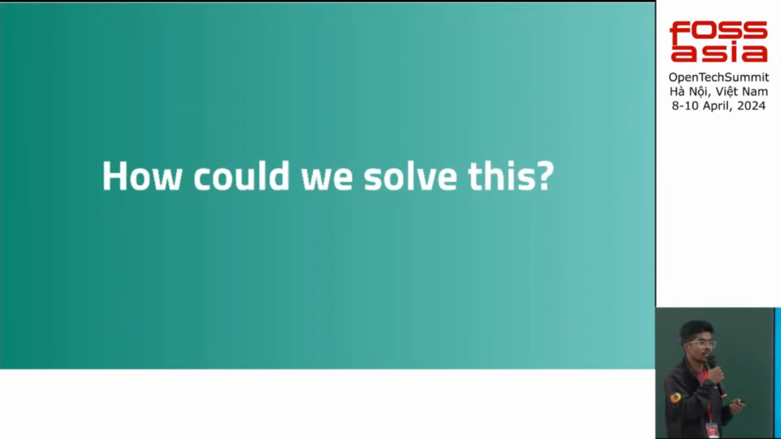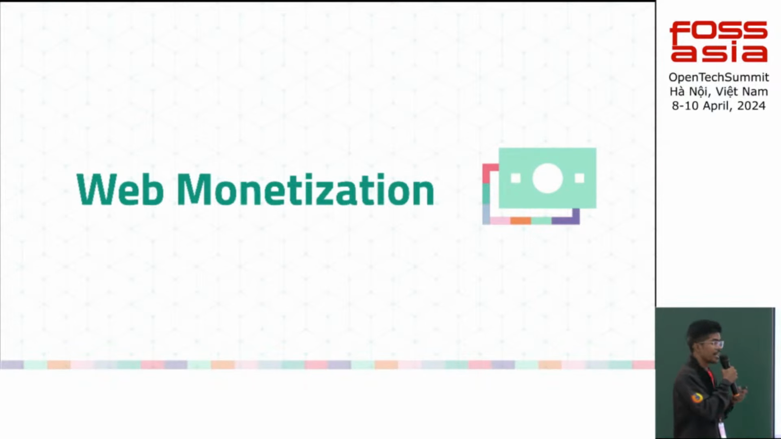And how could we solve this? Now we talked about challenges, we talked about pain points. Let's talk about whether there is a way to solve this. Introducing web monetization. At Interledger, our vision is to make sending payments as easy as sending an email.